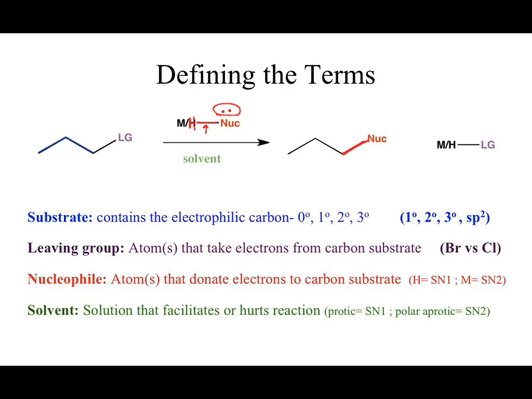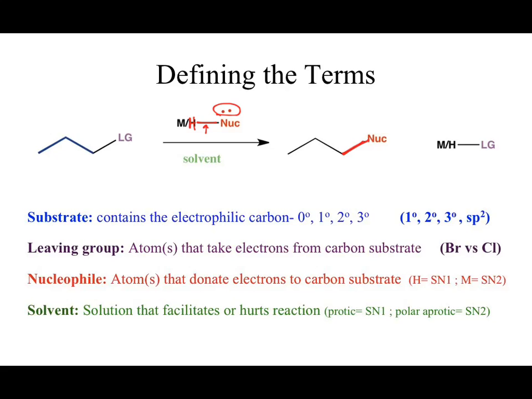That bond is now a little bit stronger when I've got a hydrogen. Why is that important? Well, what happens when I move to the SN2? I put element M. What's element M? It's a metal. Metals don't share electrons. Their electronegativities are so low that they just give up their electrons right away.